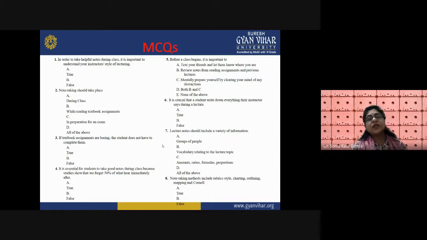And now there are some MCQs that we have to discuss. Students, just see: in order to take helpful notes during class, it is important to understand your instructor's style of learning. Yes, it is true. Secondly, note taking should take place during class, while reading textbook assignments, in preparation for an exam, all of the above. Yes, the answer is all of the above. Then the third question: if textbook assignments are boring, the student does not have to complete them. No, it is false. Even if the textbooks are boring, you have to complete them.